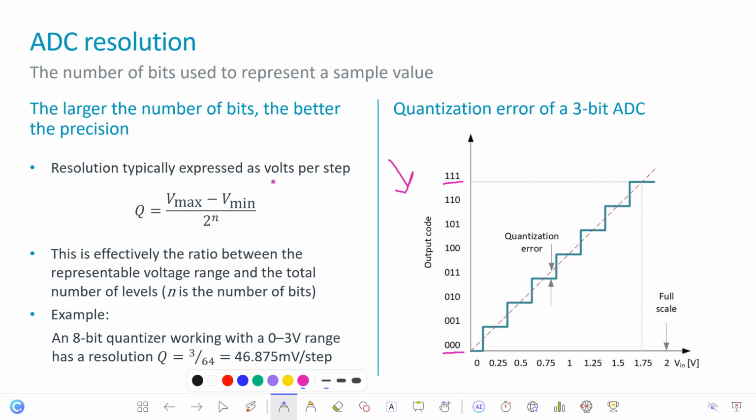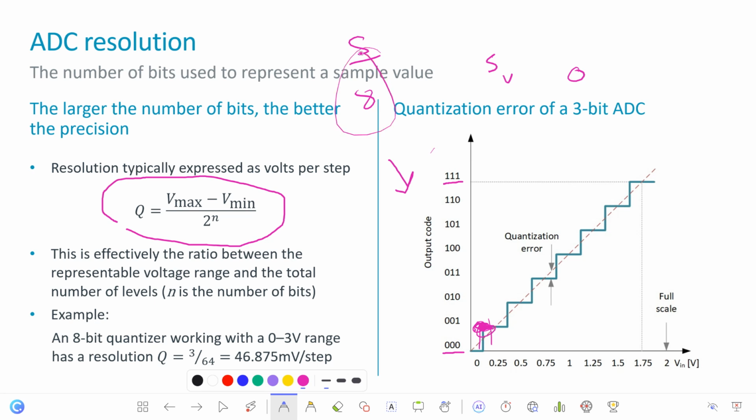And the resolution, in volts, can be expressed with this formula, which is Vmax minus Vmin over 2 to the power n. What does that mean? That means if, let's say, the value of V maximum is equal to 5 volts and V minimum is equal to 0 volts, each step that I can consider is going to be 5 over 8, because 2 to the power 3 here is equal to 8. So each time I will consider the differences by this value.